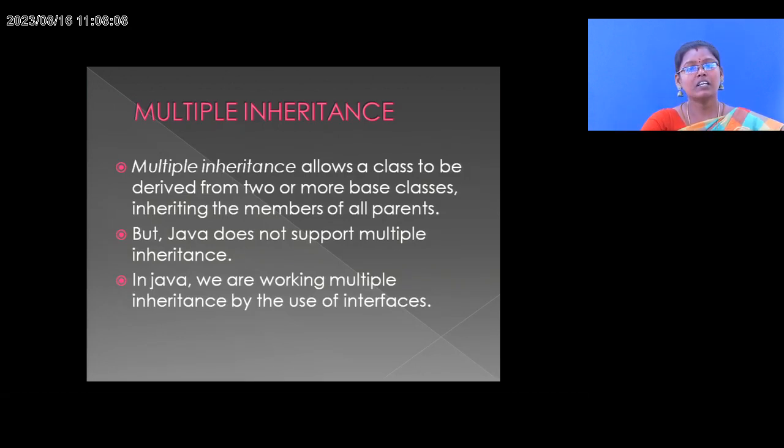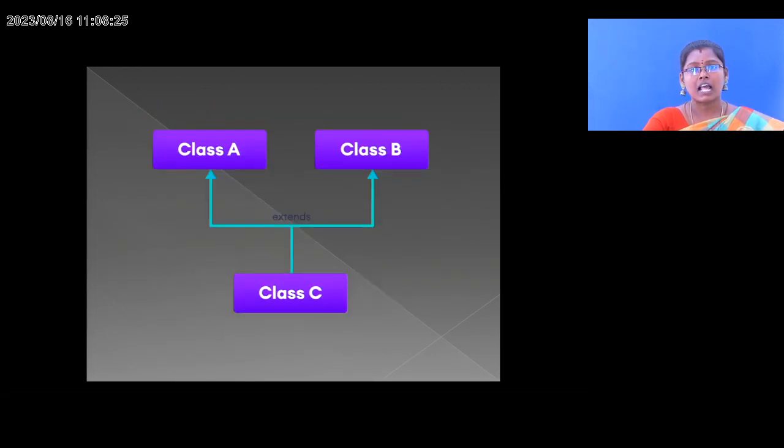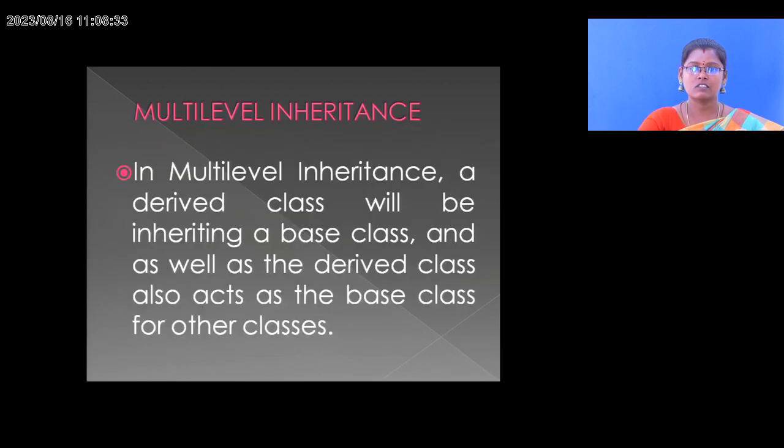Then multiple inheritance. Multiple inheritance allows a class to be derived from two or more base classes, inheriting the members of all parents. But Java does not support multiple inheritance. We achieve multiple inheritance by the use of interfaces only. Class A and class B are the base classes and class C is a derived class deriving all the properties from both A and B base classes.